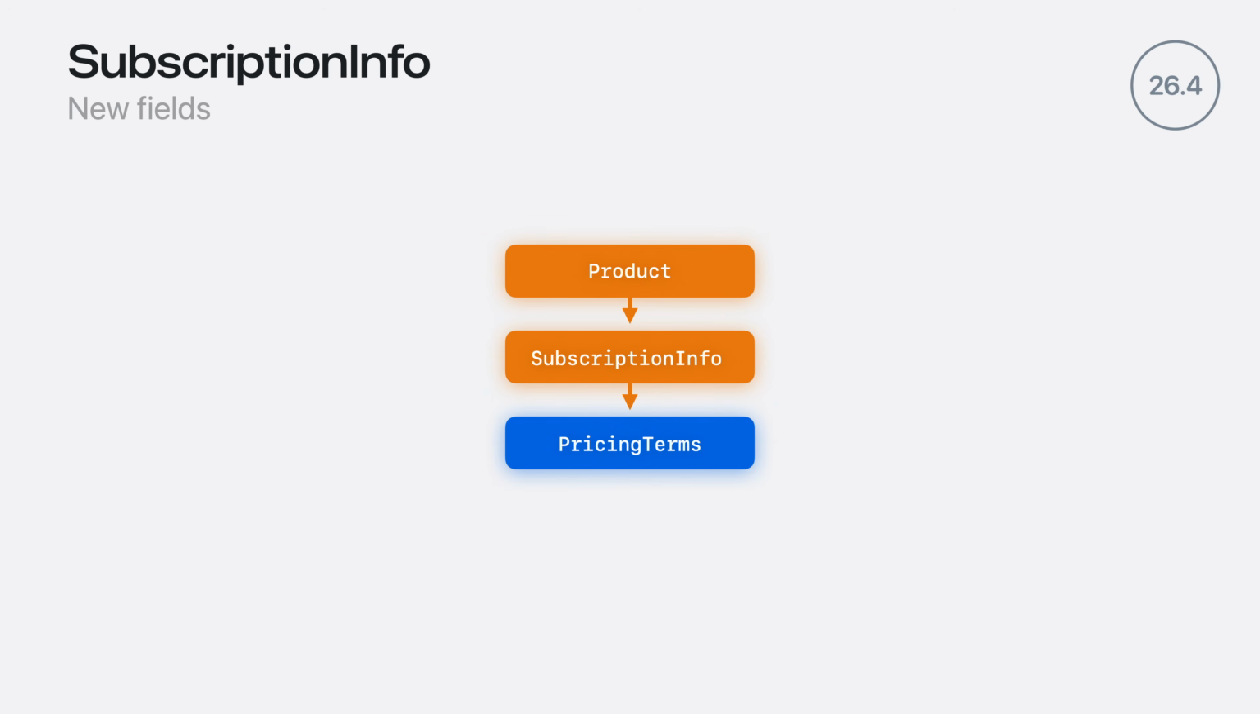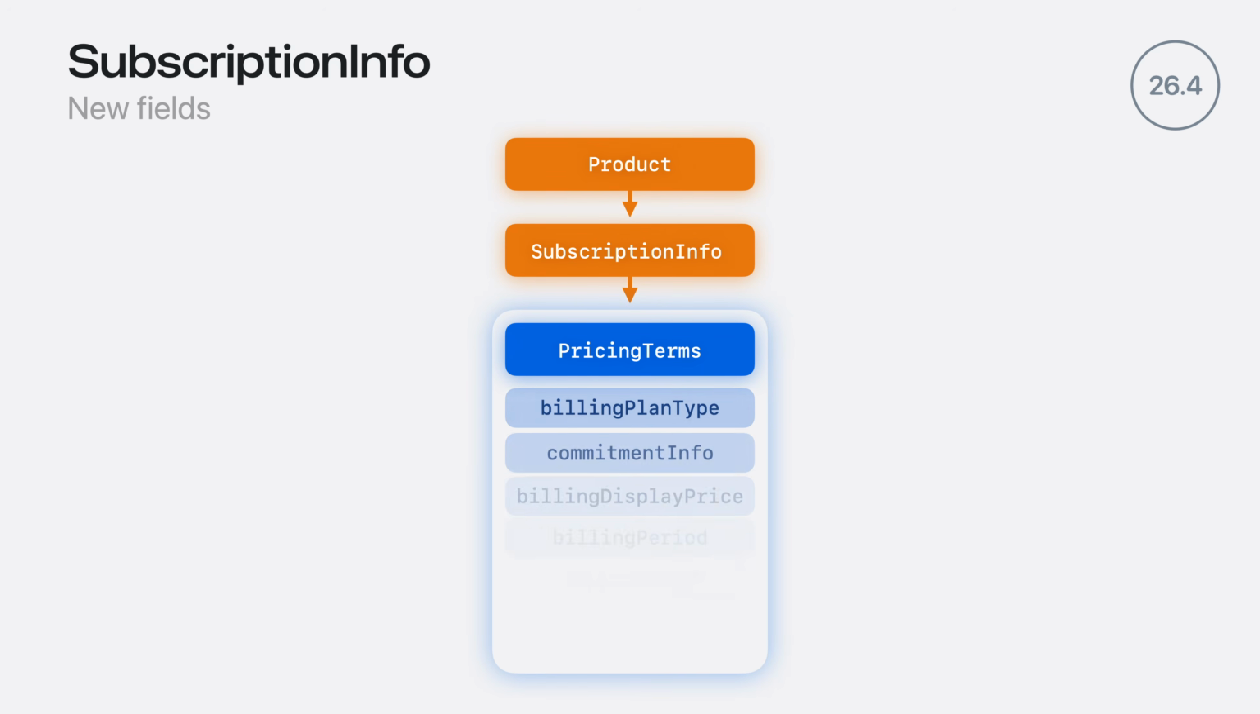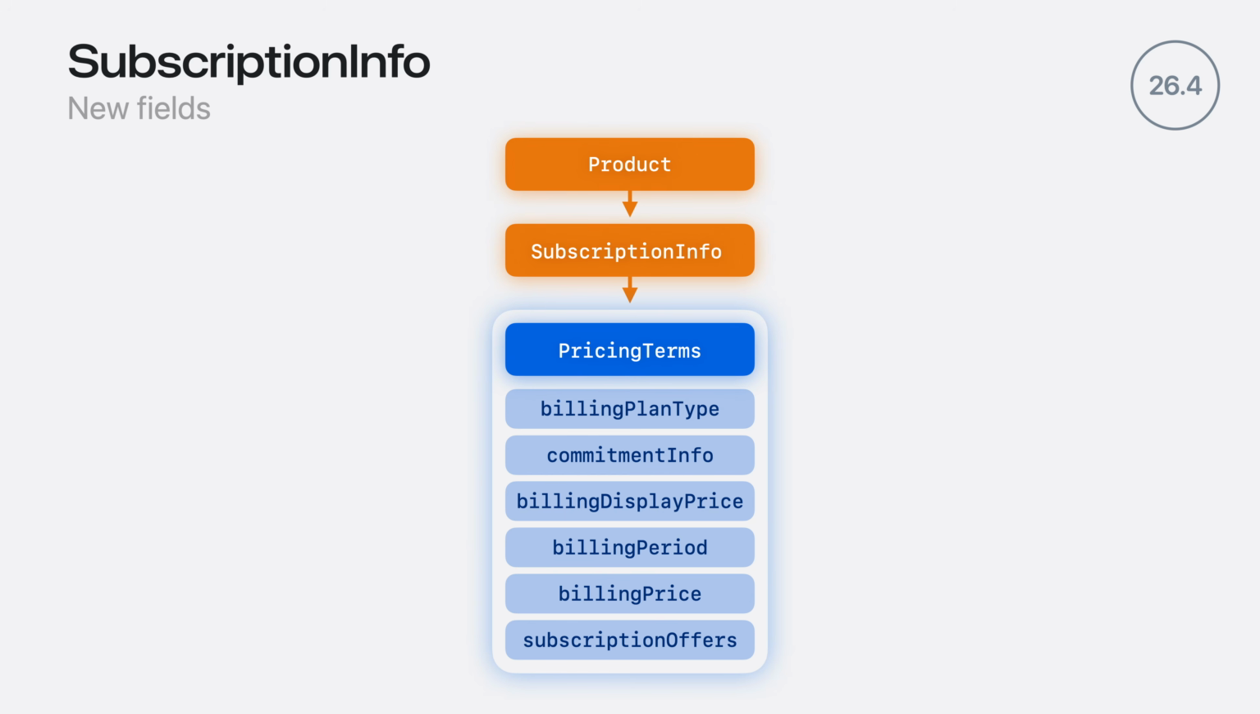Now that I have new subscription pricing configured for SKDemo in App Store Connect, I can merchandise the new payment option to customers with StoreKit. Pricing Terms is a new property available on Subscription Info for merchandising billing plan information. The Pricing Terms array lists all available billing plans for a given product. Every auto-renewable subscription carries at least one billing plan in this array with a default billing plan type of Upfront.